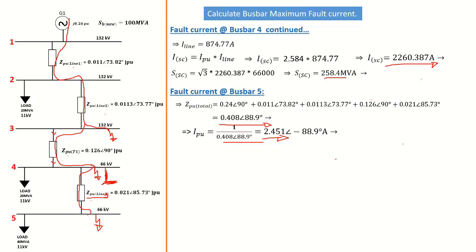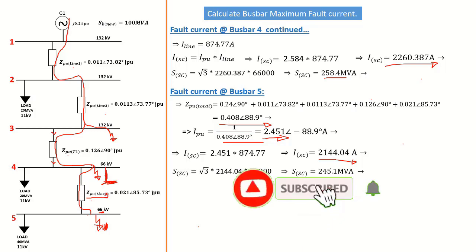Now we need to multiply it with the I line. Remember, at this point, I line is also going to still be the same because we are still operating at 66 kilovolts. There is no more transformer at this point here. So then our I short circuit is going to be 2144.04 amps. That is our I short circuit at busbar 5, this point here.